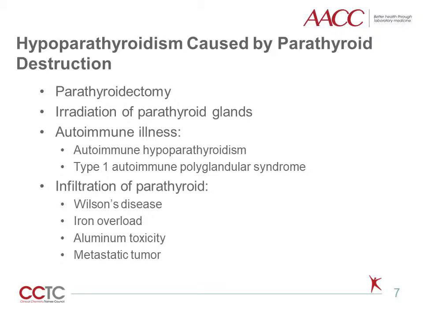Less common causes of parathyroid destruction are autoimmune illnesses such as autoimmune hypoparathyroidism and type 1 autoimmune polyglandular syndrome, also known as type 1 APS, which severely damages the parathyroid tissue and impairs the PTH-secreting cells. Another cause of parathyroid destruction is due to infiltration of the parathyroid glands by an infiltrative process, such as Wilson's disease, iron overload, aluminum toxicity, or metastatic tumor.